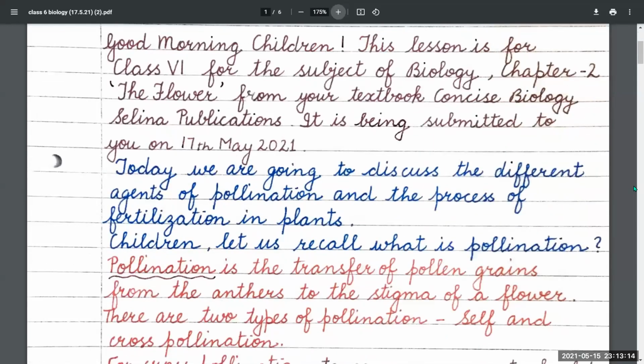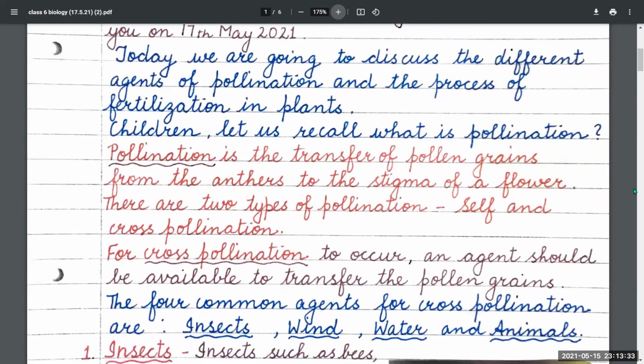Today, we are going to discuss the different agents of pollination and the process of fertilization in plants. Now, children, what is pollination? Pollination is the transfer of pollen grains from the anthers to the stigma of a flower. There are two types of pollination: self-pollination and cross-pollination.